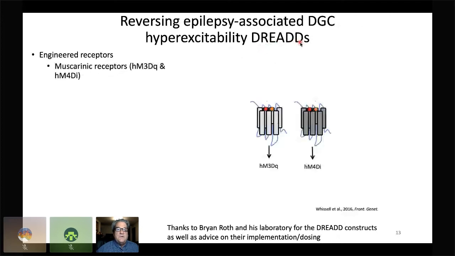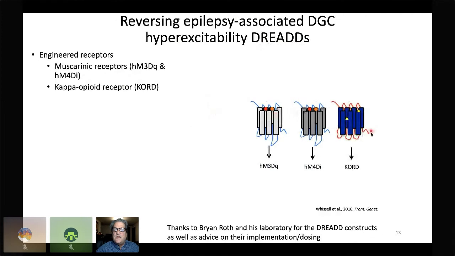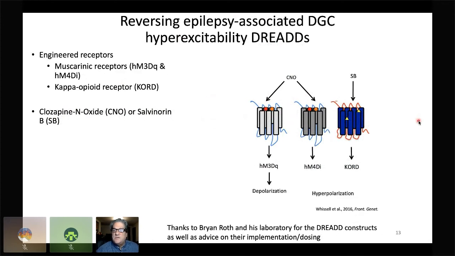And these are engineered receptors, in particular muscarinic and kappa opioid receptors, in which the binding pocket for the neurotransmitter is mutated, so it'll only respond to a different drug than the initial acetylcholine, or opioid receptor for kappa opioid receptors. And so these designer drugs are clozapine N-oxide, or CNO, or salvinorin B, or SB, as I'll show in the further slides. And these activate the receptors. They have what would be a normal function, except only in the presence of these designer drugs.